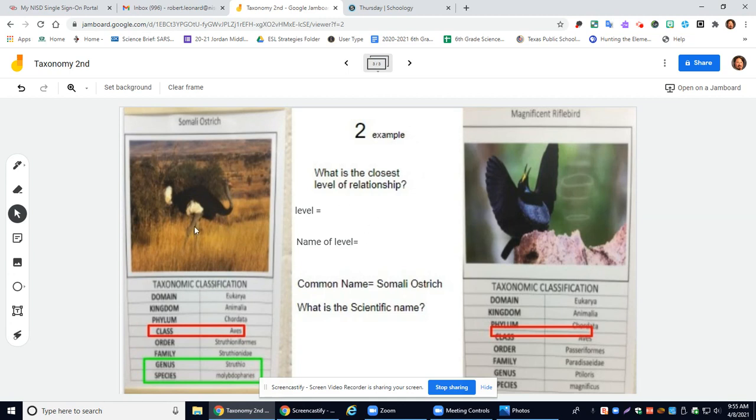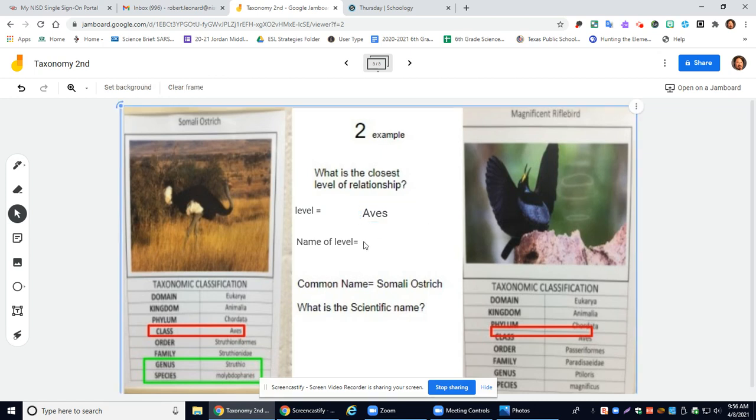Okay, one more time. What is the closest level of relationship? Well, they belong to the same domain, Eukarya. They belong to the same kingdom, Animalia. They belong to the same phylum, Chordata. They belong to the same class, which is Aves, which means bird. However, they belong to different orders. So the closest level of relationship is Aves.